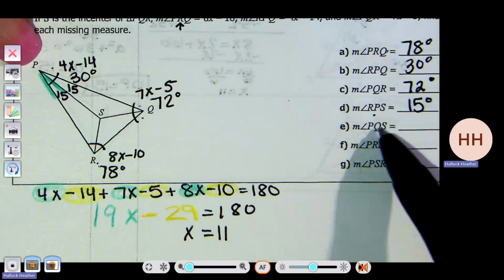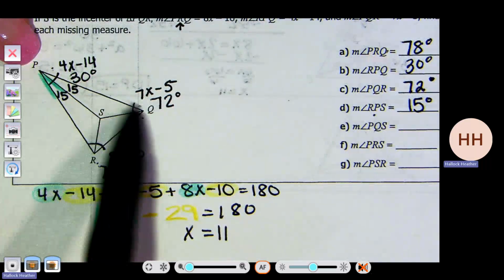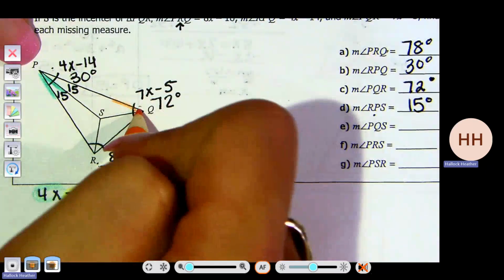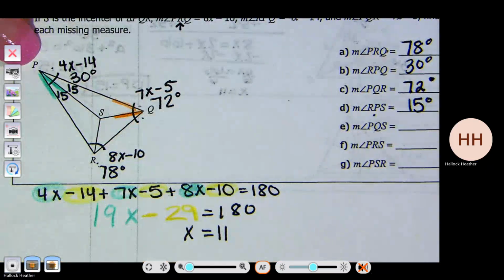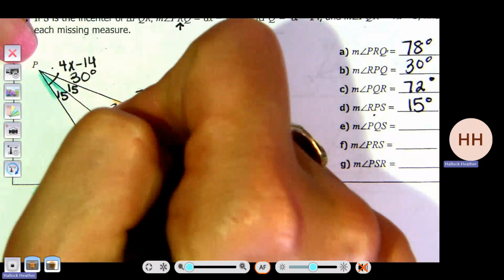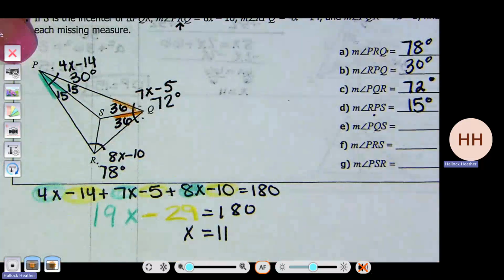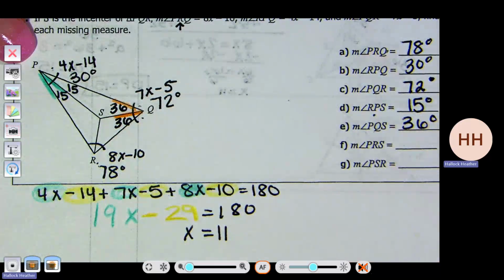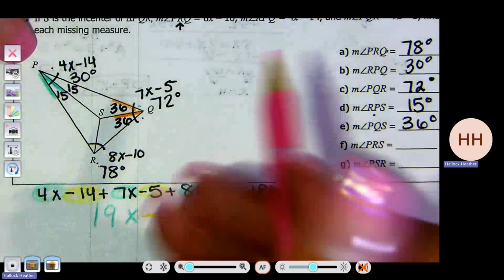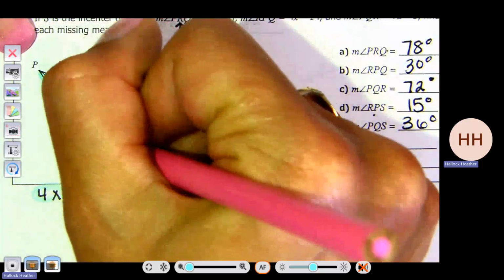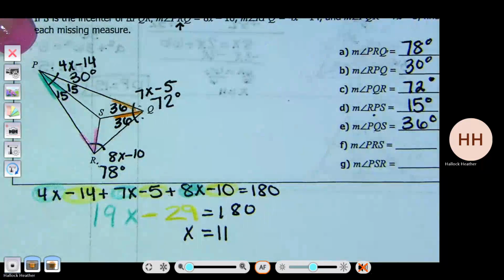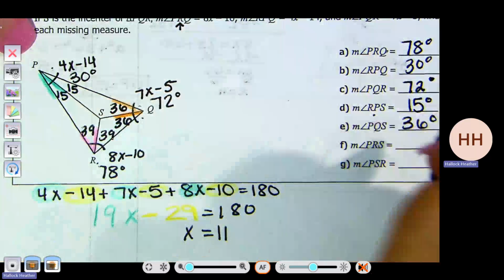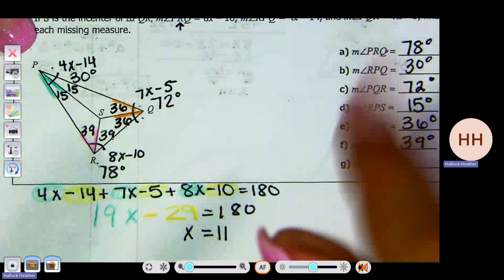So then let's do the next one. It says PQS. So P to Q, I'm ending at S once again. So it's cutting it in half. It's this little tiny angle. 36, because I'm dividing by 2. So this side's 36 and this side's 36. And then the next one wants to do PRS. PRS is this piece of pie. 39 and 39. And now we have one leftover one, and you're like, God, I wish this would end.